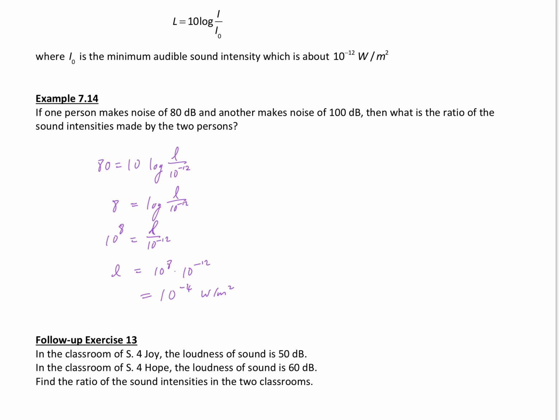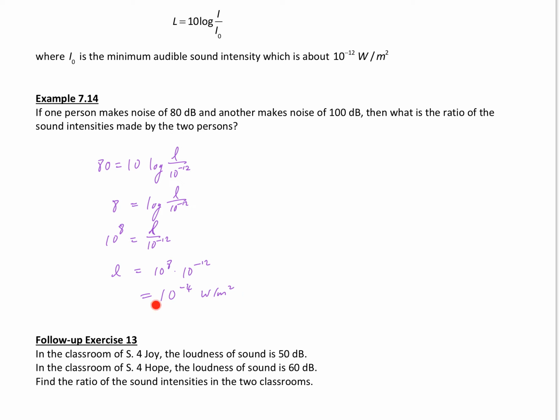Because the decibel is equal to 80, 80 is equal to 10 times log L over 10 to the power negative 12, the minimum audible sound, using the above formula. Then divide by 10 on both sides and make good use of the definition of log. So 10 to the power 8 is equal to L over 10 to the power negative 12. Multiply 10 to the power negative 12 on both sides. So the final answer, the sound intensity is 10 to the power negative 4 watt per meter square.